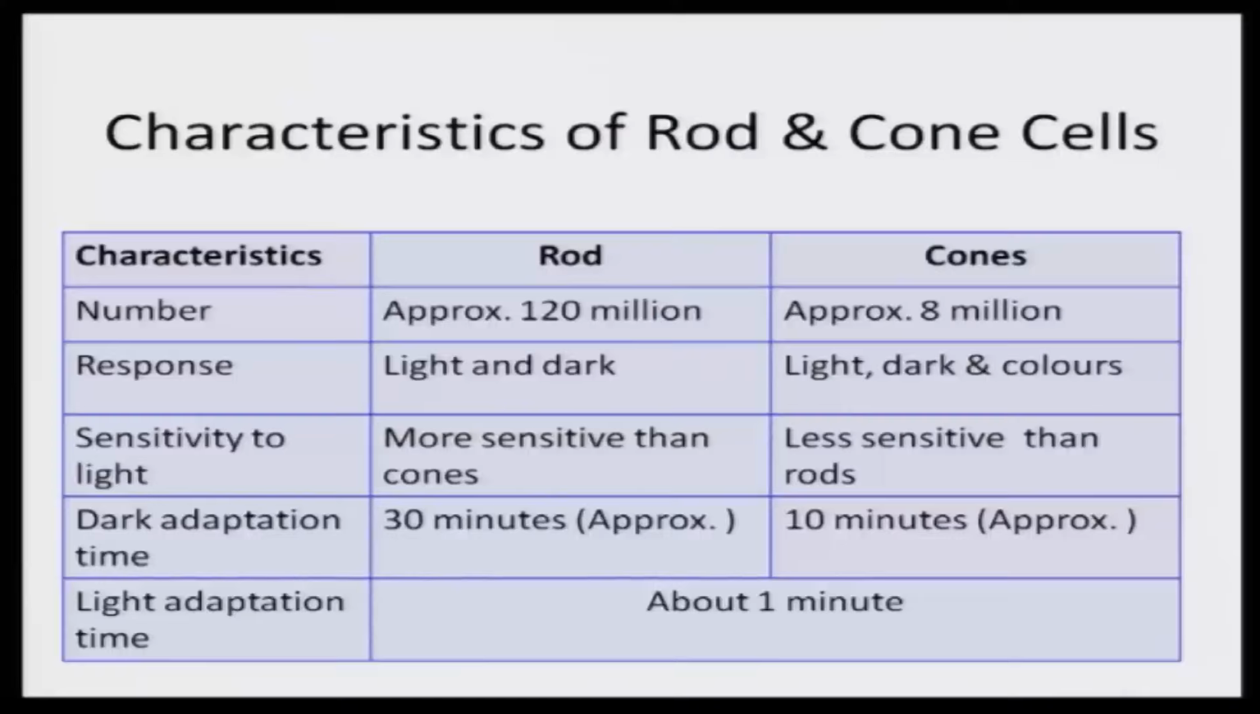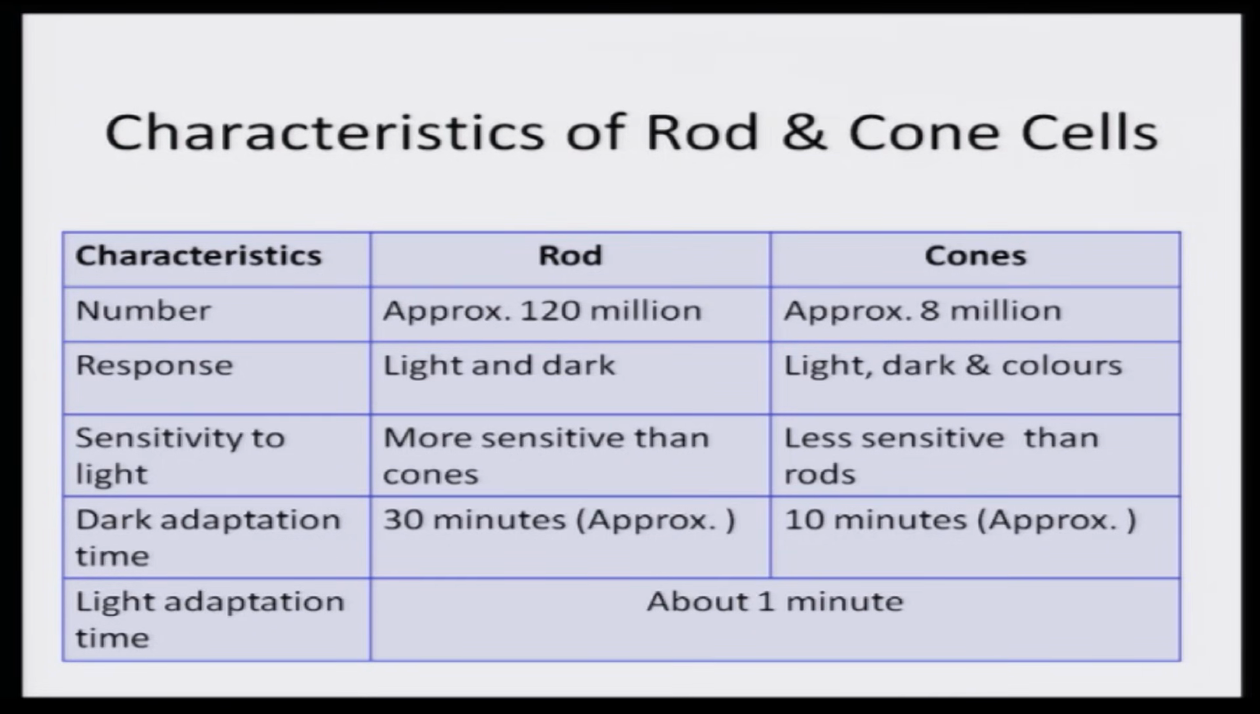Now, let us compare the characteristics of the rod and the cone cells. In terms of number, as I said, our retina is rod dominated. So, we have approximately 120 million rod cells compared to just 8 million cone cells. In terms of response, rod cells process light in dark conditions, whereas cone cells also have the responsibility of identifying colors; they are sensitive to colors. In terms of sensitivity to light, rod cells are more sensitive compared to the cone cells.